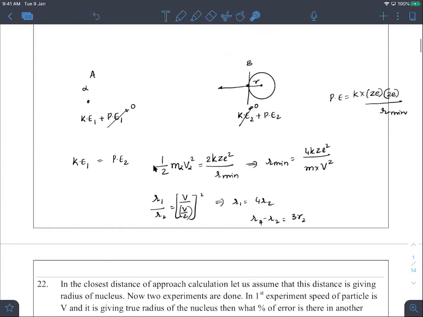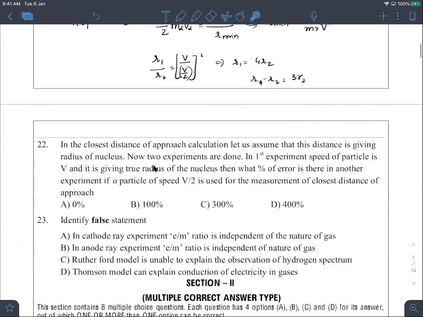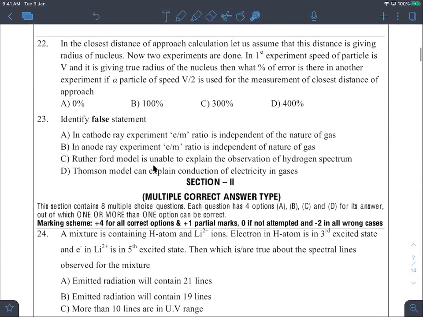But I've given you this equation so that even if it is directly asked about R minimum, this was a 2009 JEE Advanced question, where you have to calculate R minimum of copper nucleus. So this was something which you can use there. All right. Everybody understood this 22nd question?